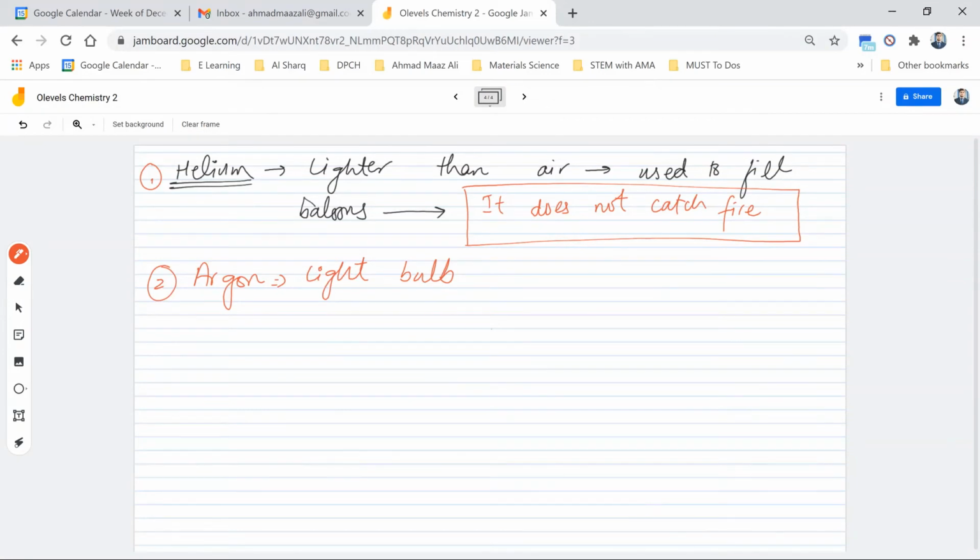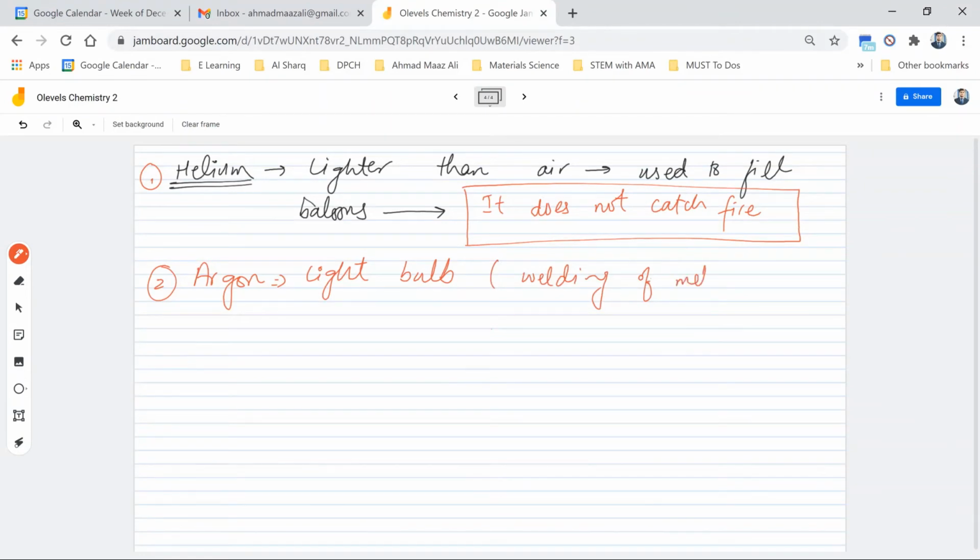All right, argon is used in light bulbs, and it is also used in welding of metals as well, because this is an inert gas. When we are welding metals, a very high temperature is reached, and oxygen or any other gas, let's say hydrogen, will burn at high temperature.